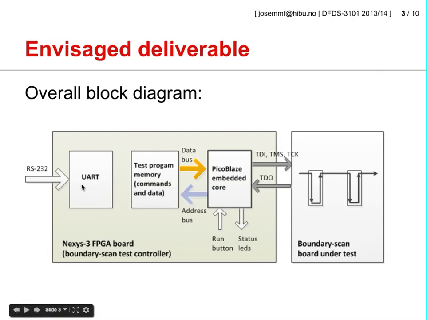The code and data will be received via RS-232 from the PC using a UART receiver, which is implemented in the FPGA as well. The PicoBlaze embedded core will be responsible for controlling the test access port of the board under test. So it will generate the bit stream to be shifted into the test data input pin, and it will generate the appropriate signals for the test mode select and test clock inputs of the test access port.